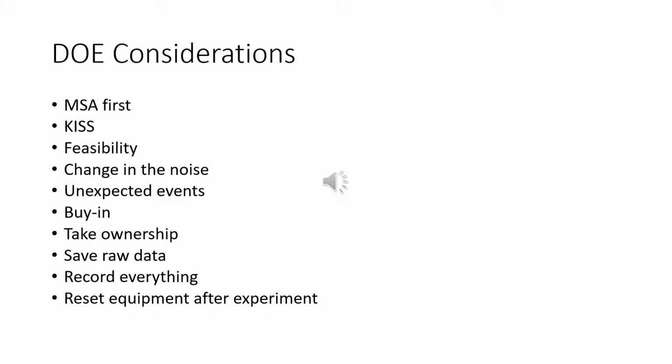So what do you want to consider when you're doing a DOE? First of all, you want to make sure that your gauges are good. Do an MSA first. You don't want faulty data, and keep it simple. The fewer factors and the fewer levels you have, the easier it is to do the experiments and the less time it will take. First of all, make sure it's feasible.